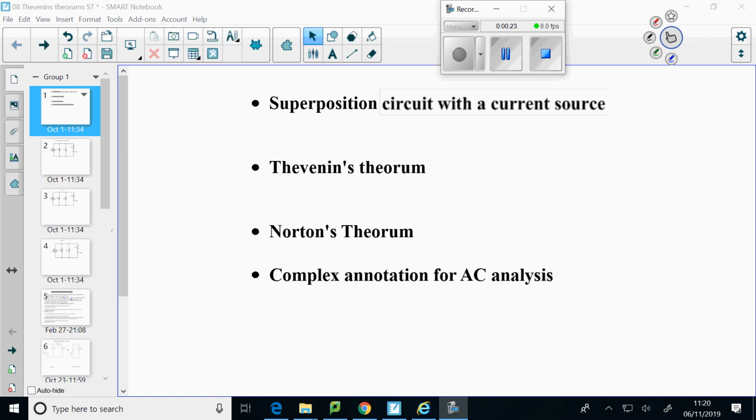And to that we'll be doing complex notation for AC analysis. So we're going to look at AC.